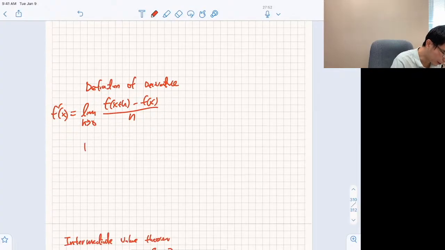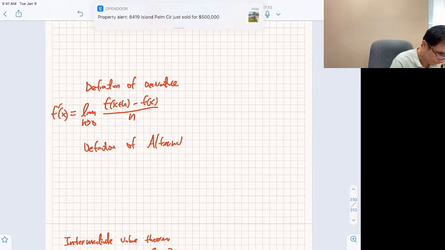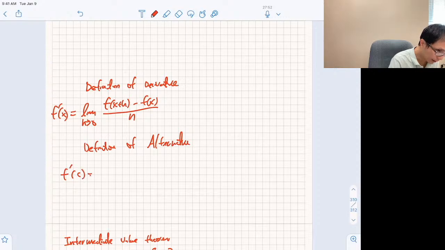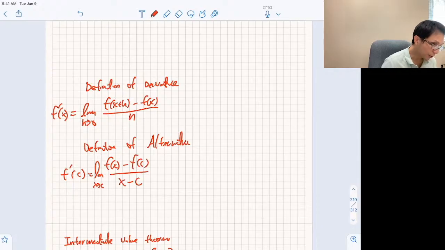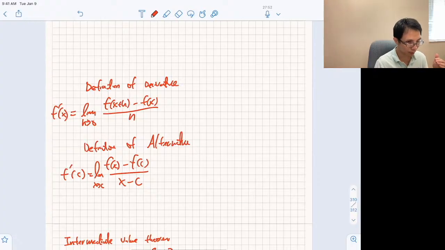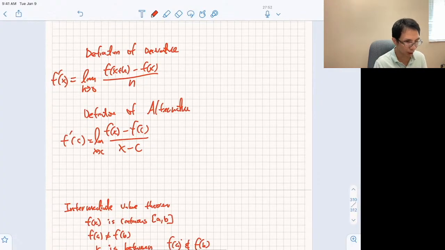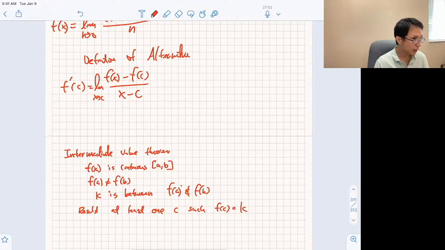How about the alternative definition of derivative? f prime of c is equal to what? The limit as x approaches c of f of x minus f of c over x minus c. So there's the definition of derivative, the alternative definition of derivative, and the intermediate value theorem. Those are the things the AP exam consistently asks.